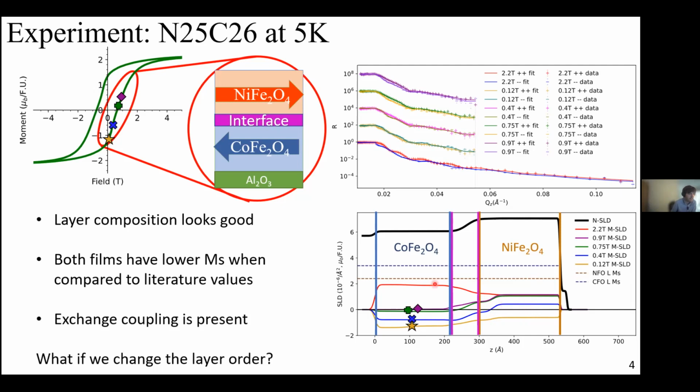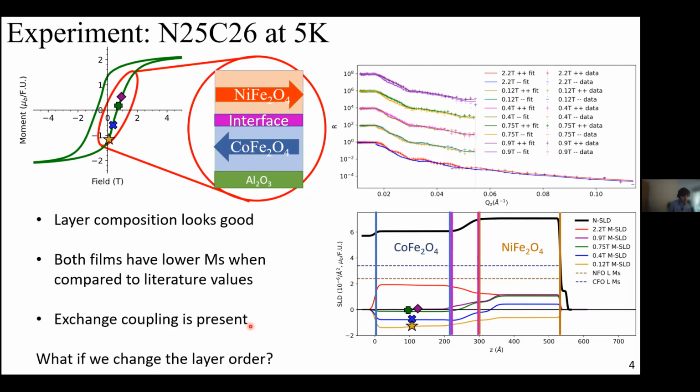And so now we've seen this kind of state that we might have expected from a sample diagram, where CFO and NFO are anti-parallel magnetically, but we also see this region of exchange coupling through the interface and extending slightly into NFO. And we see this trend continue at 0.75 Tesla and 0.9 Tesla, where we see CFO hit its switching field and NFO basically saturates. Okay, great. So our layer composition looks good. We've seen lower than expected saturation magnetizations, and we see exchange coupling.